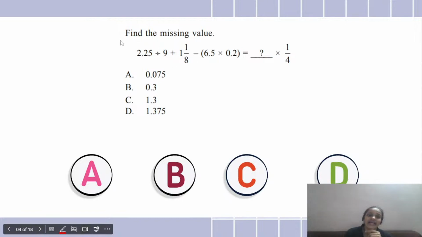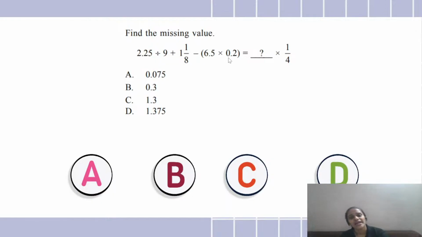which reads as find the missing value. 2.25 divided by 9 plus 1 1/8 minus 6.5 into 0.2 equals to how much multiplied by 1 upon 4.